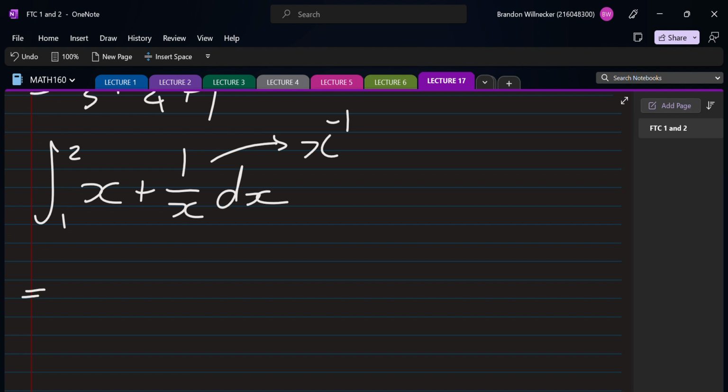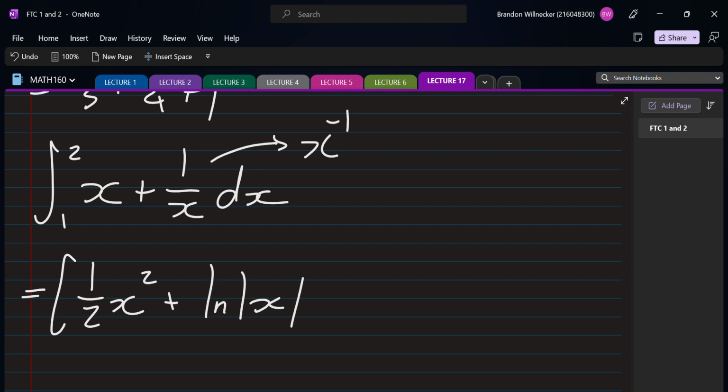But for the first term, we can have x to the 1. We add 1 and divide. So it will be 1/2 x squared plus the natural log absolute value x. So in the quiz, a lot of students didn't put the absolute value. I still gave you the mark. That's fine for that part. But from now on, please make sure that you put the absolute value of x.